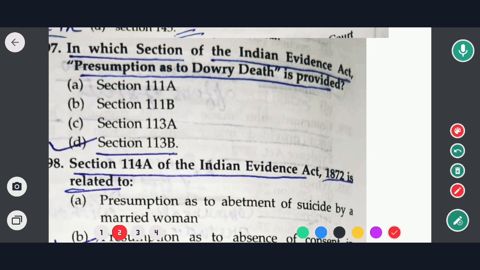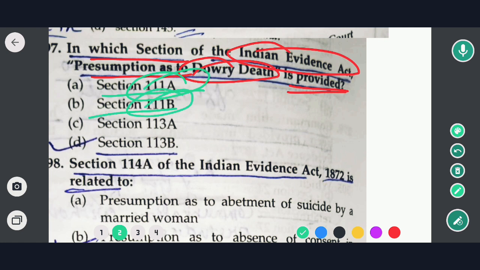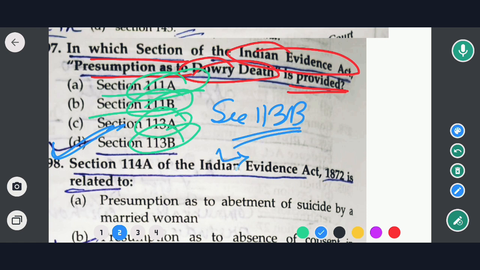Next question is, in which section of the Indian Evidence Act is the presumption as to dowry death provided? Options are Section 111A, Section 111B, Section 113A, Section 113B. So the correct option would be option D, that is Section 113B, which has laid down the provision regarding presumption as to dowry death. Now on to the next question.